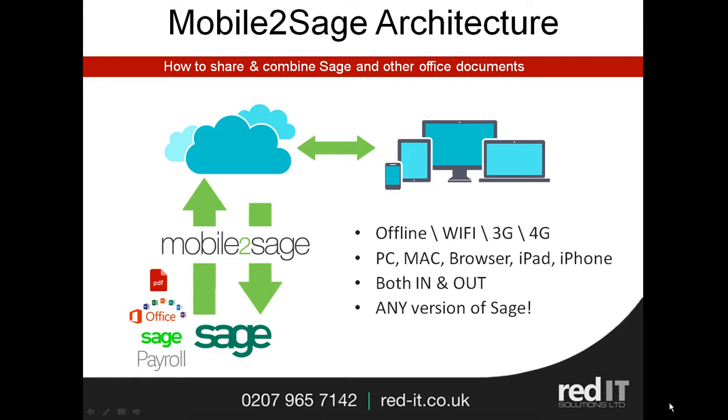So what's Mobile2Sage? Well, Mobile2Sage is an infrastructure which allows you to share information from your office with mobile remote users. That could be Sage data and or Office data. And predominantly this data is then accessed using an iPhone, an iPad, but it can be accessed outside of the office on PCs, Macs, browsers. And the system works both online and offline, and it can use cellular networks like 3G and 4G. It can cater for both data coming in and out of Sage, and it works on any version of Sage.